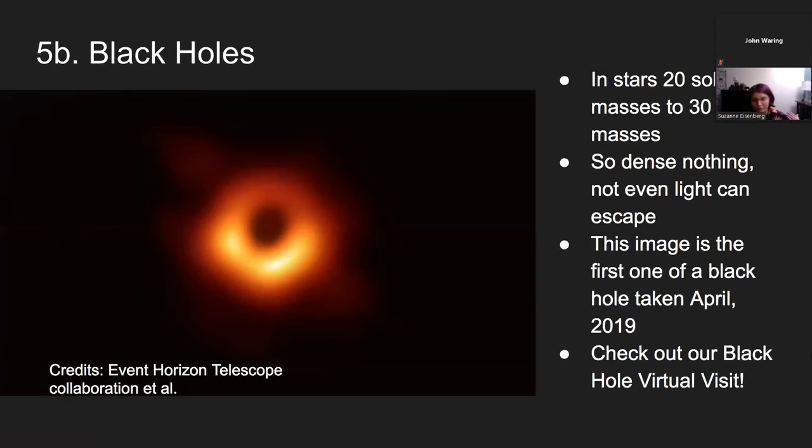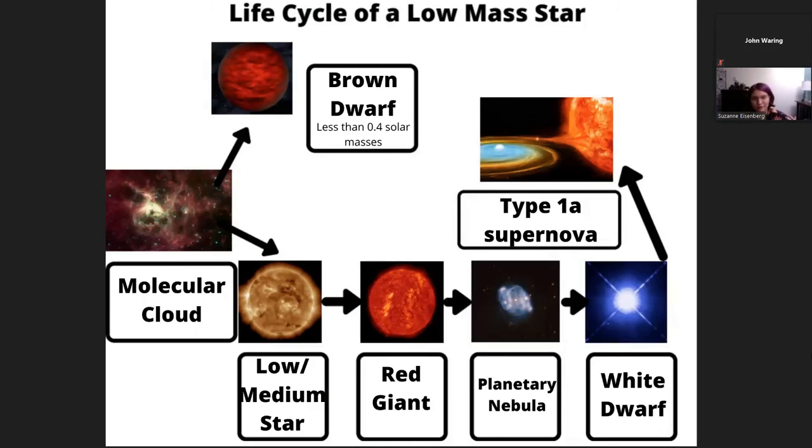So finally, the other thing that can happen is in stars that are about 20 to 30 times the mass of the sun, it can become a black hole. And this is a region in space that's so dense, nothing, not even light, can escape. The picture I have here is actually the first image we ever got of a black hole, taken just last year in April. Now, if you want to learn more about this fascinating phenomenon, you should check out our black hole virtual visit. So let's review real quick the life cycle of the stars you learned in this presentation.